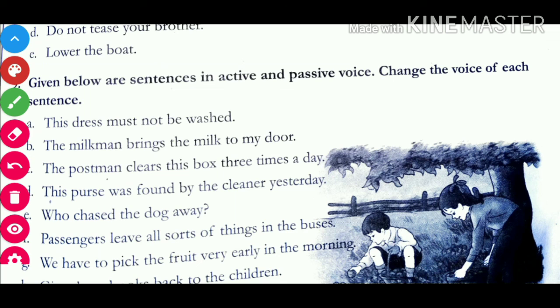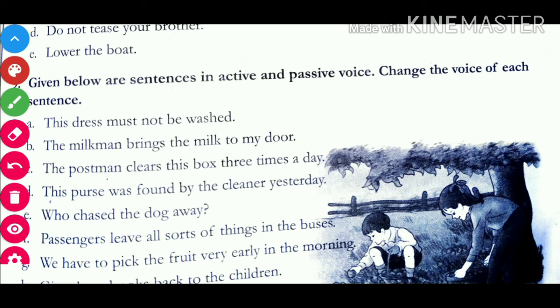You must not wash this dress. Now you will be thinking that हमने यहाँ पे by नहीं लगाया है, but you can see that you must not wash this dress. This dress must not be washed is in passive. Next, the milkman brings the milk to my door. So passive voice would be milk is brought to my door by the milkman.